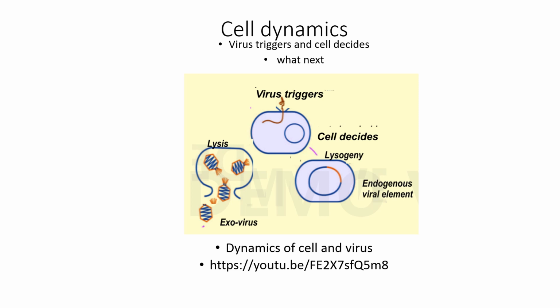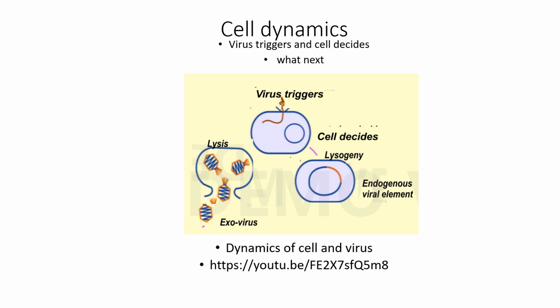So virus triggers, attaches to a receptor, and it triggers the cell, and the cell has to decide what next. And the cell has 2 possibilities. Either the cell creates viruses, which is lysis, or the cell decides to add its information to the genome, which is lysogeny. And this information is endogenous viral element.